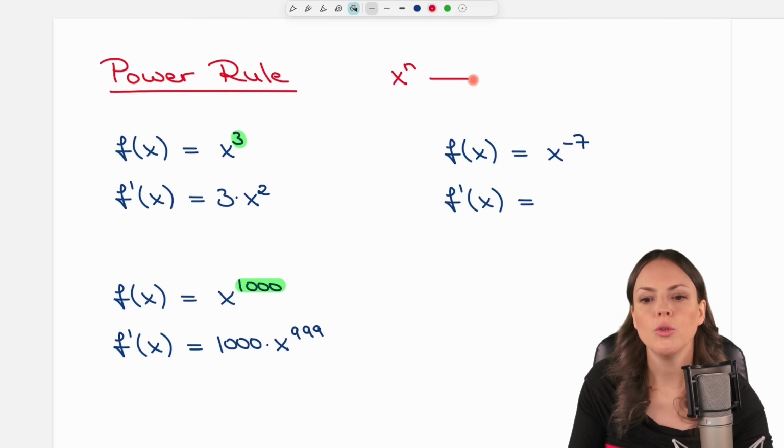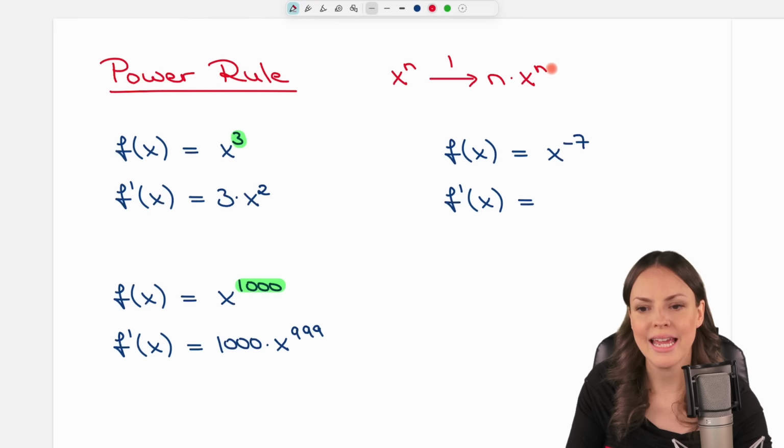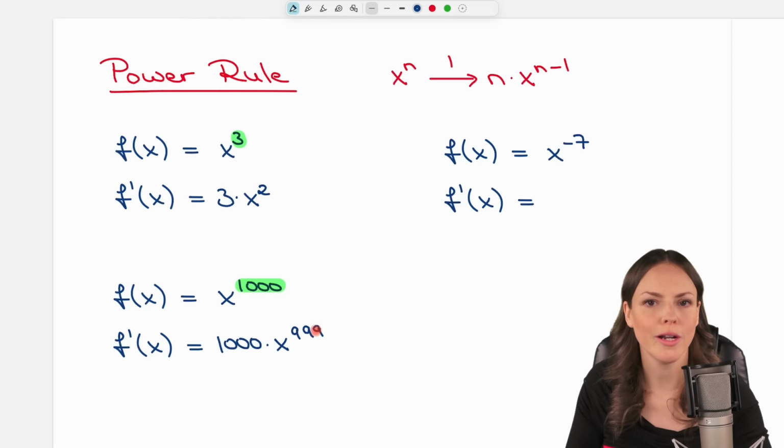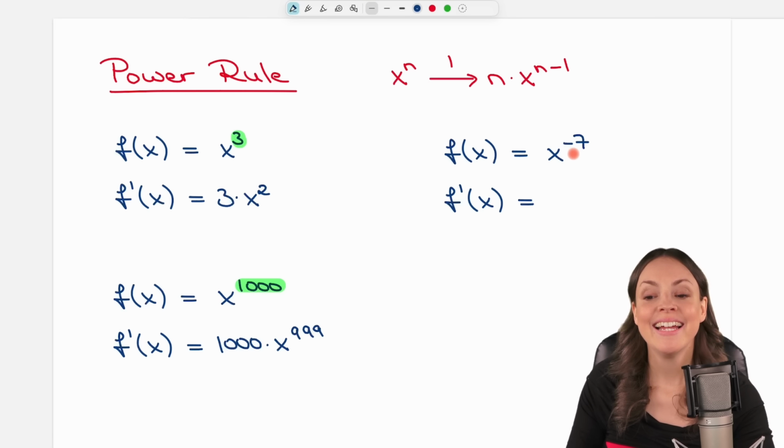So the formula for this rule is that every time you have something like x to the power of n, your derivative is going to be n times x to the power of n minus 1. You take the exponent and multiply it by x to the power of, and then you decrease your exponent by 1. This is the formula, but what we just did is what it means in reality, even if you have a negative exponent.